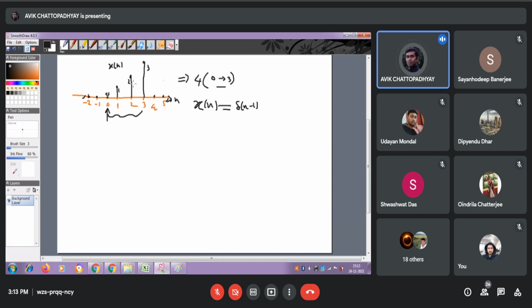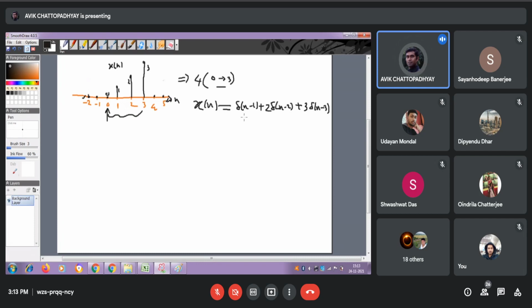For the second sample, the amplitude is 2, so simply multiply by 2: 2 delta[n-2]. The third, 3 delta[n-3]. So simple. This is just a representation in terms of the delta function.